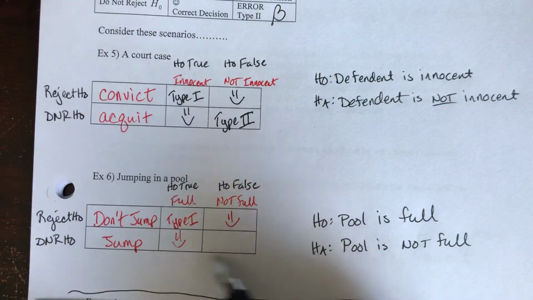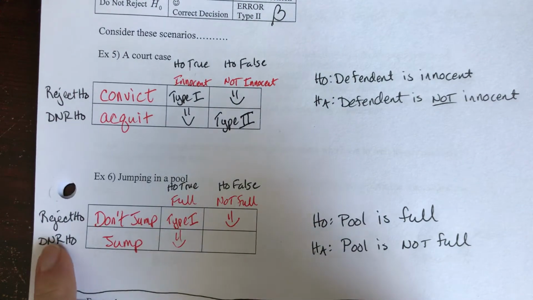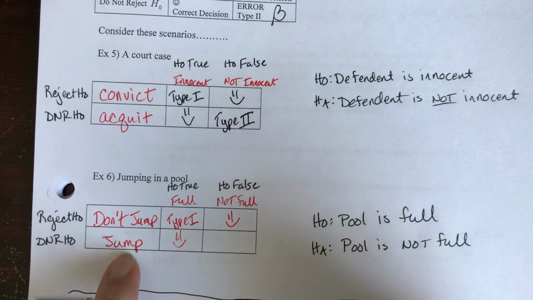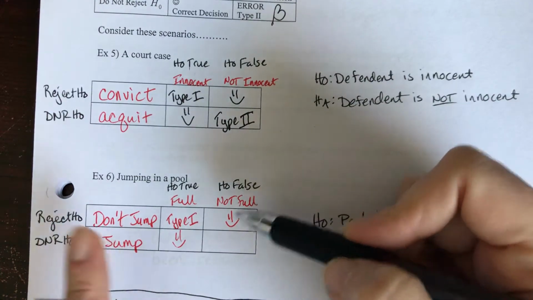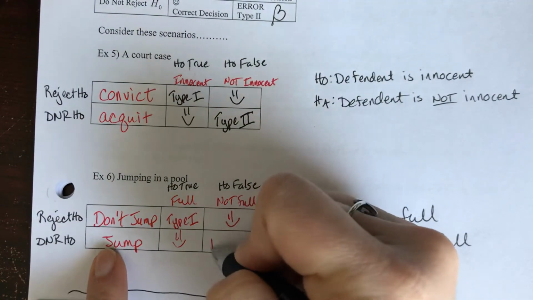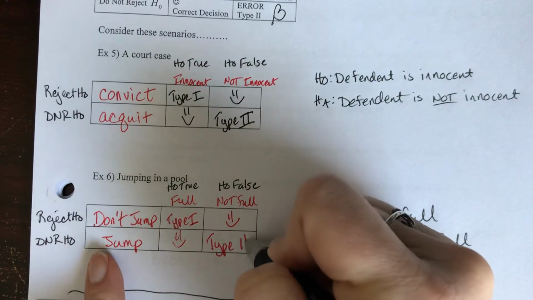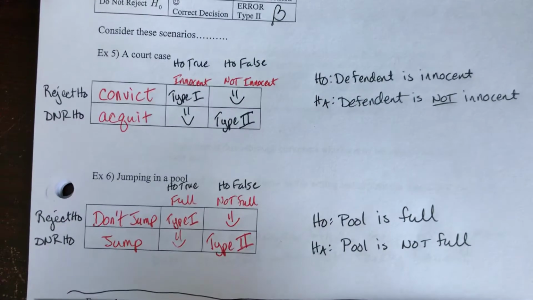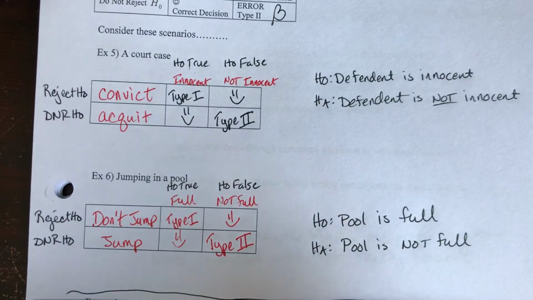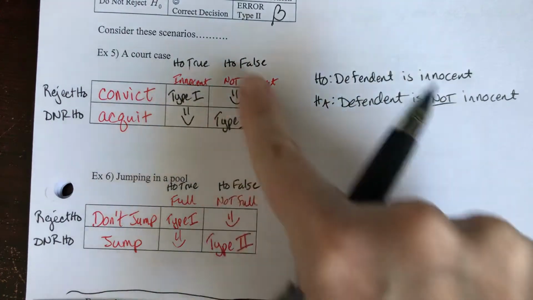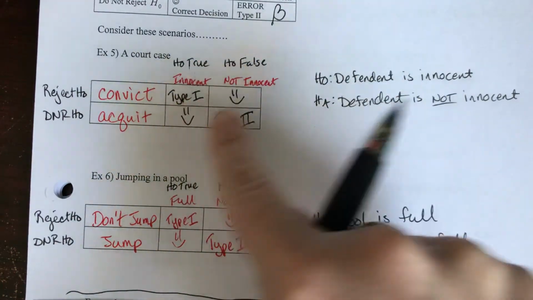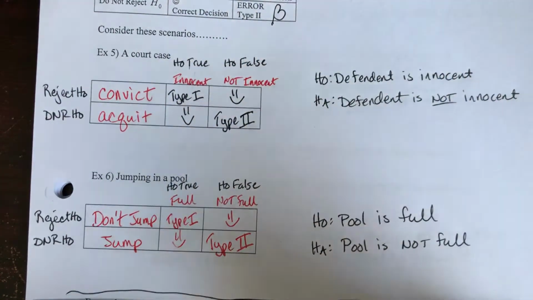The other mistake in this case, if you don't reject the null, that means you're going to think that the pool is full and you're going to jump, but in truth the pool was not full and you're jumping in an empty pool, and now we have a catastrophe. That would be your type II in this problem. So sometimes clearly there is a worse mistake, and sometimes, like back up here, they're both bad. And we're not going to get into an ethical debate about which is worse. That's a totally different course.